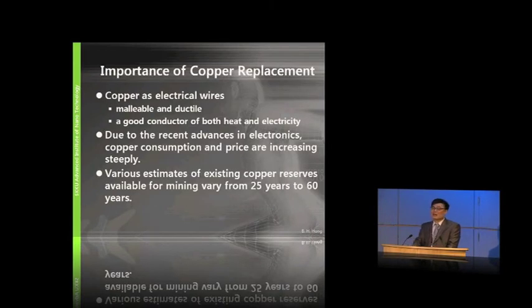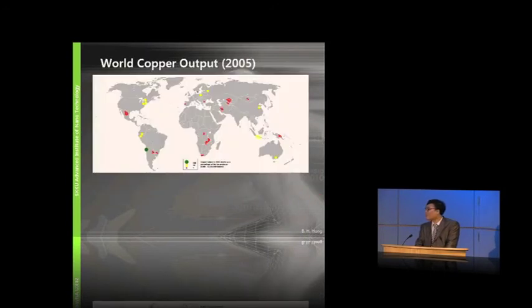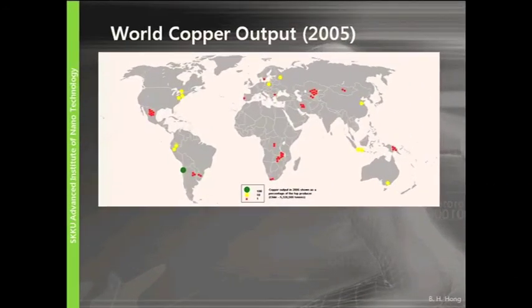Actually, I have shown this result 2 years ago in Korea, but there's some progress since then. So I'd like to introduce copper replacement using graphene. As you probably know, the existing copper reserves available for mining vary from 20 to 60 years, and most copper comes from these areas, particularly from Chile.